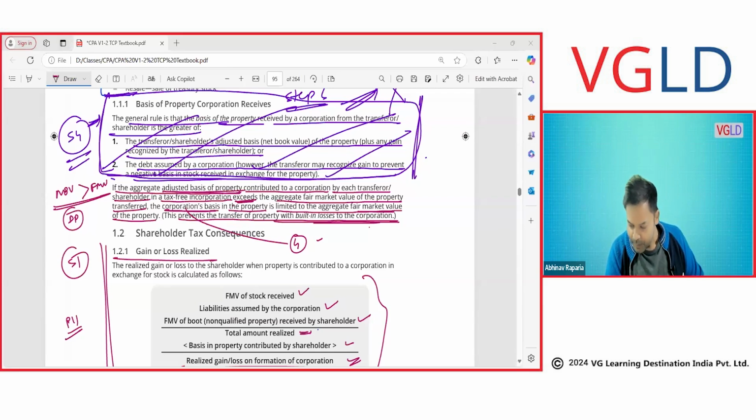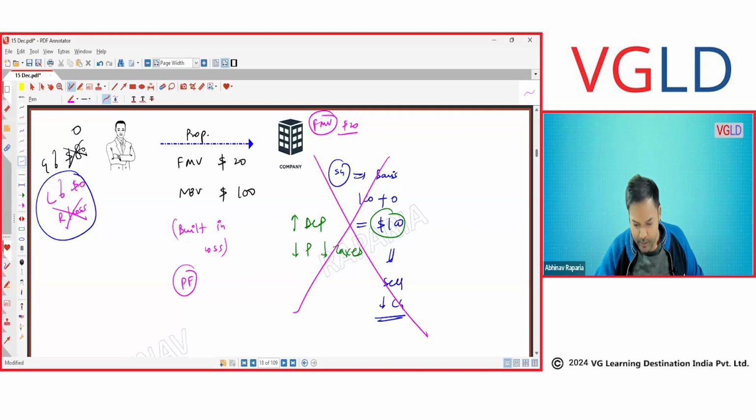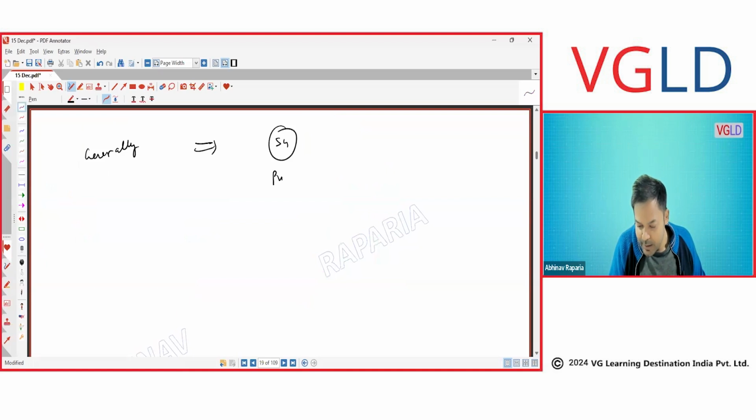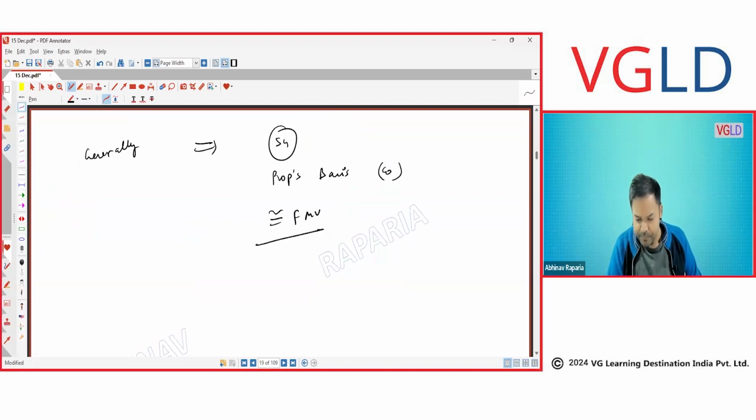Generally, everyone, again, it's not a rule. But generally, if I talk about step number 4, which is the property's basis for the company, it is generally equal to fair market value. Again, there can be many exceptions to that, but I'm talking about it generally.